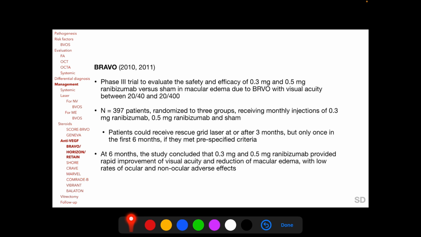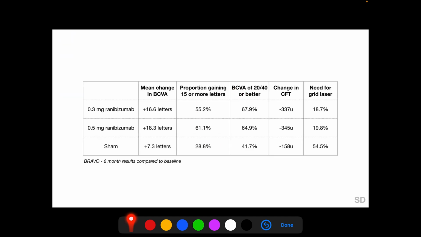At 6 months, the study concluded that 0.3 mg and 0.5 mg ranibizumab provided rapid improvement of visual acuity and reduction of macular edema, with low rates of ocular and non-ocular adverse effects. So this table shows the 6-month results from the BRAVO trial.